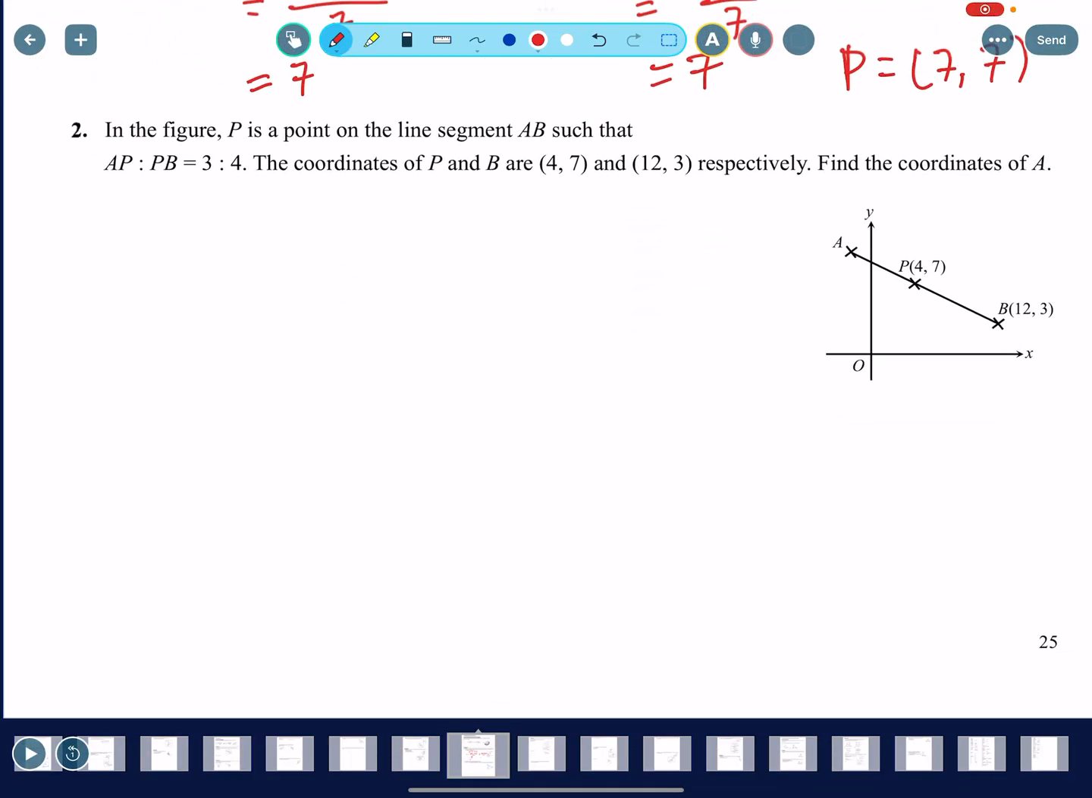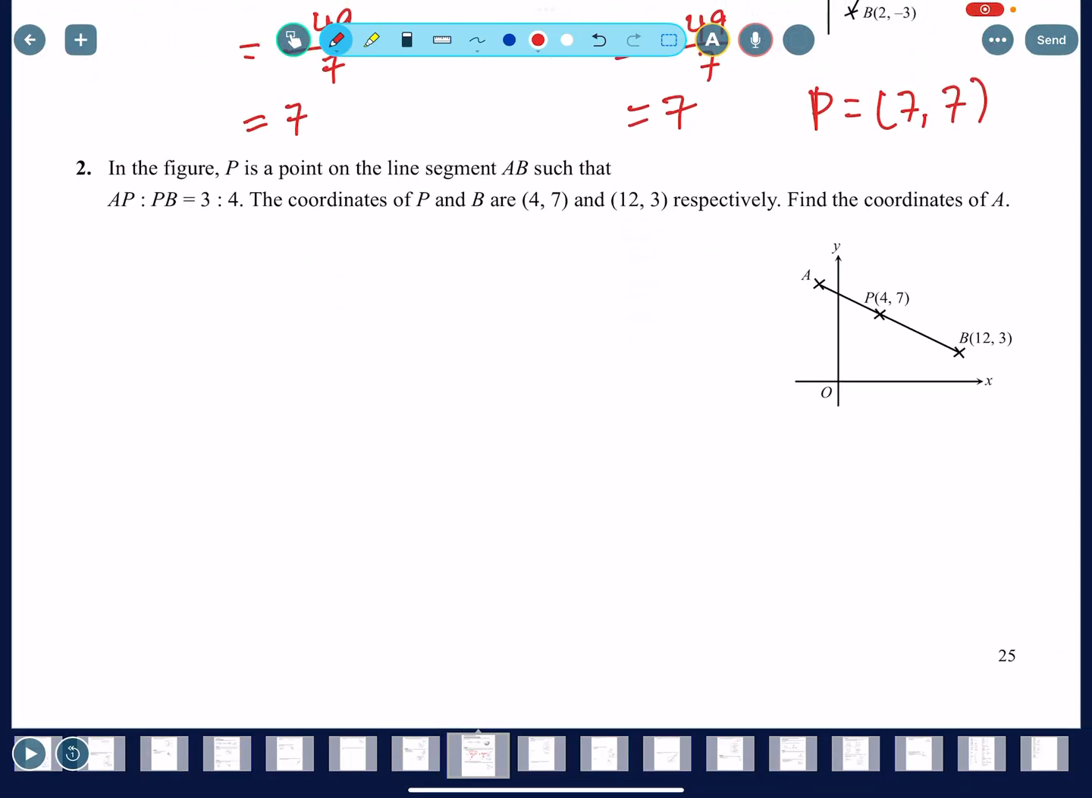Now sometimes the P, somewhere in the middle, is given, but not the side points, right? So what we're gonna do is we're gonna make x and y into A. Let A equal x, y. So we're gonna pretend we're finding P, x, y here. And then the ratio AP to PB is 3 to 4. AP is 3, PB is 4.